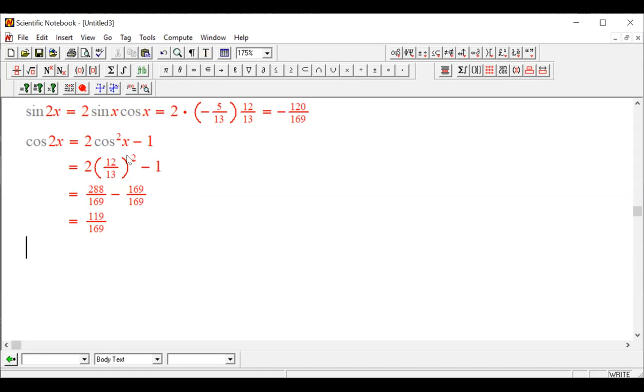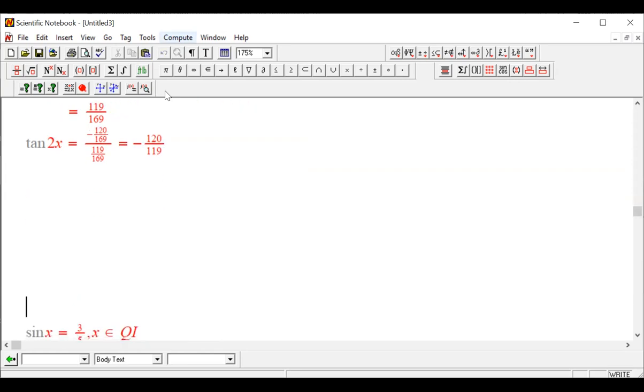And sine double angle, cosine double angle are both found. So tangent 2x is going to equal this piece on top, and this piece in the bottom. So in the end, we get negative 120 over 119. You don't need to convert to a mixed number, okay?